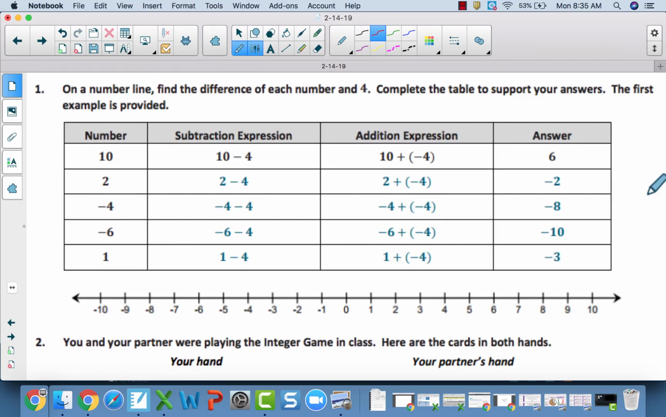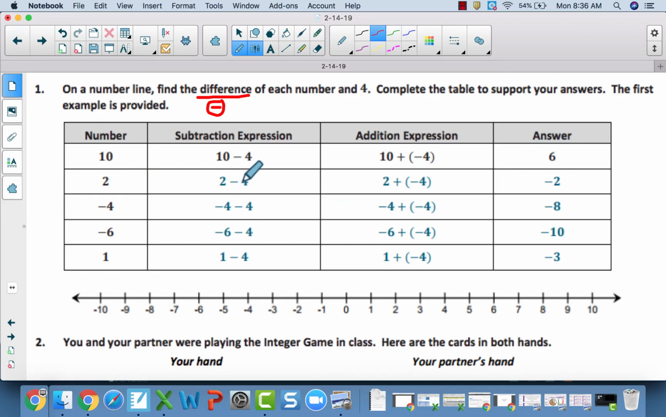For question 1 in our problem set, remember the word difference means subtraction. So what it's essentially telling you to do is subtract 4 from everything, from each number. And we have this nice table organized so we can practice this idea of using adding the opposite. Okay? So if we have 10 and we're subtracting 4 away, it's 10 minus 4. The addition expression would be 10 plus -4, getting an answer of 6.